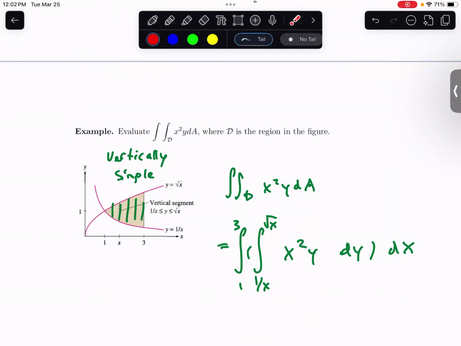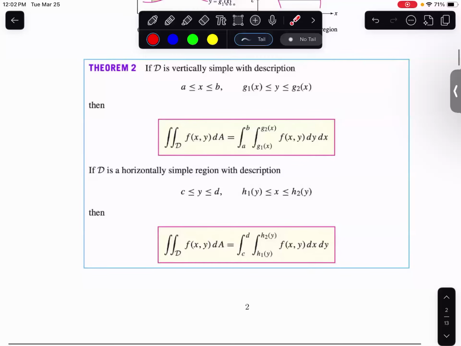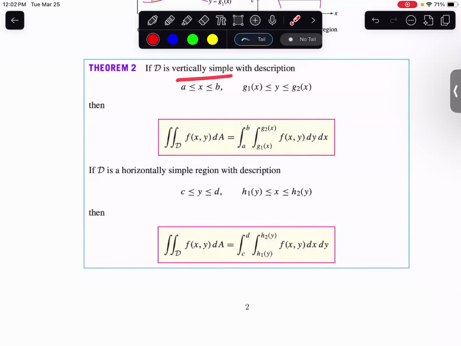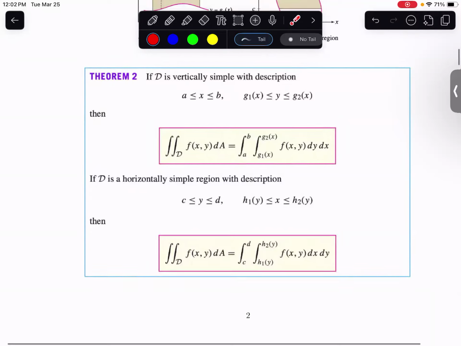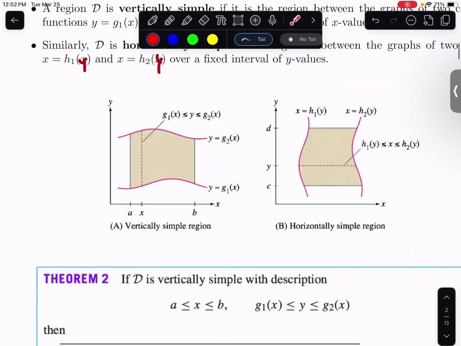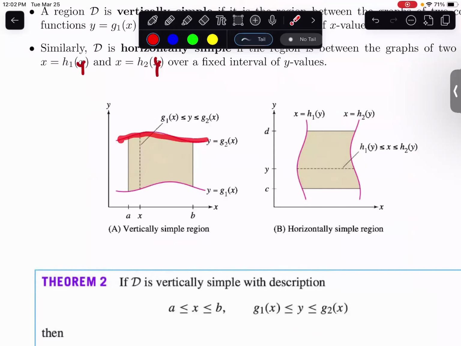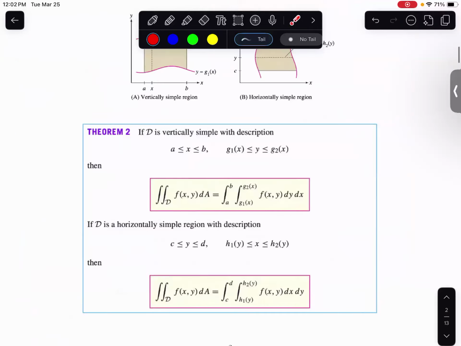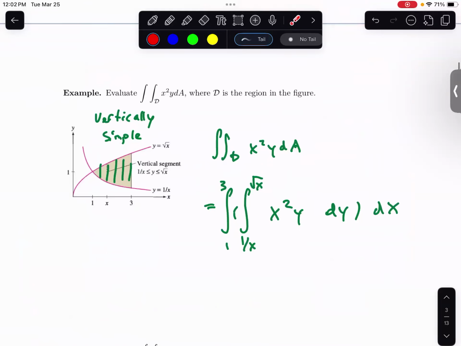This theorem tells you a way in which you can integrate regions that are vertically or horizontally simple, which just means that there's a clear bound in terms of your upper bound and your lower bound. Or if you have a lower bound with respect to x, i.e. a leftmost function and then a rightmost function. Okay, and so this is where we're at.